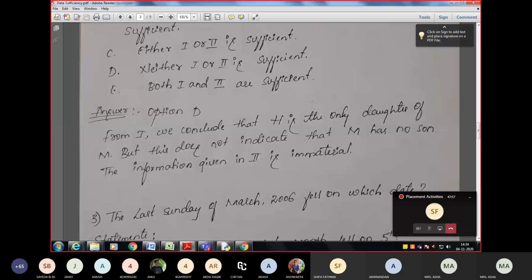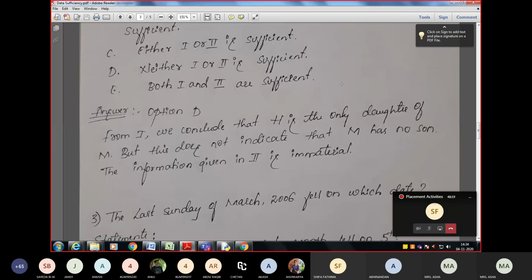Here the option is D, because from first we conclude that H is the only daughter of M. But this does not imply that M has no son. And in the statement second, the information given is immaterial. So option D is the answer.